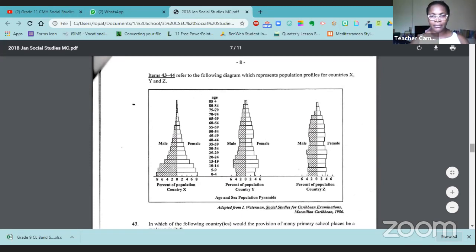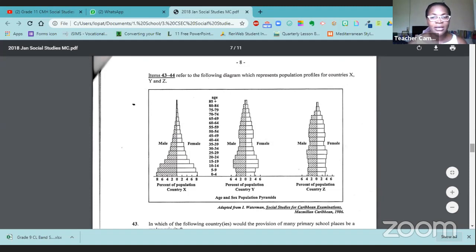Why? In which of the following countries would the provision of many primary school places be a major priority? That could not be country Z, that's an error. That would have to be country X, and I did my drum roll and everything. Where did my pen go? Oh, here it is. All right, so that would definitely be X.